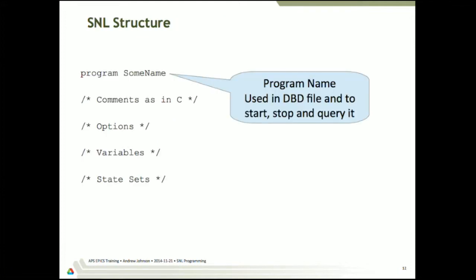So what does a sequence program look like? Let's go in a little bit more detail about what we've got. We start with a program statement, and it used to be, I'm not sure if this is still the case, that if you put anything, even a comment, in front of the program statement, you would end up with garbage C. You can put comments in the files, using the standard C syntax for comments. So you start with the program statement, and then you add option statements, and then variables, and then state sets.